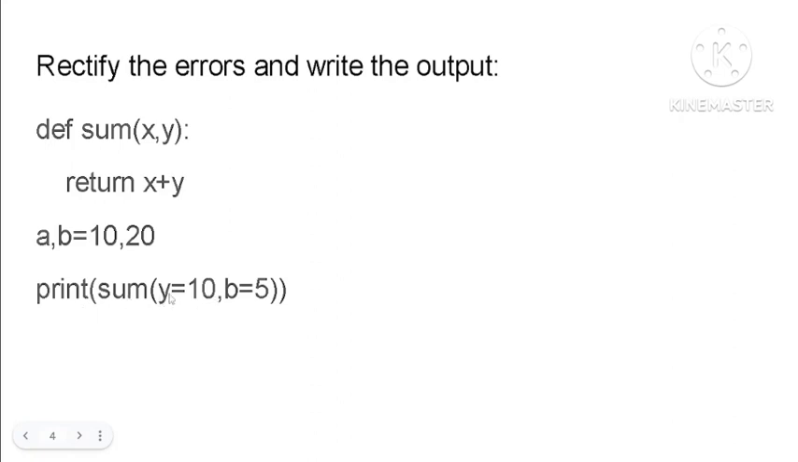Or if you are going to use named arguments, that is keyword arguments, where the x value is something and the y value is something, you can change the order. Changing the order is not a problem. y is equal to 10, x is equal to 5 will make it right. So let us see how it works now.